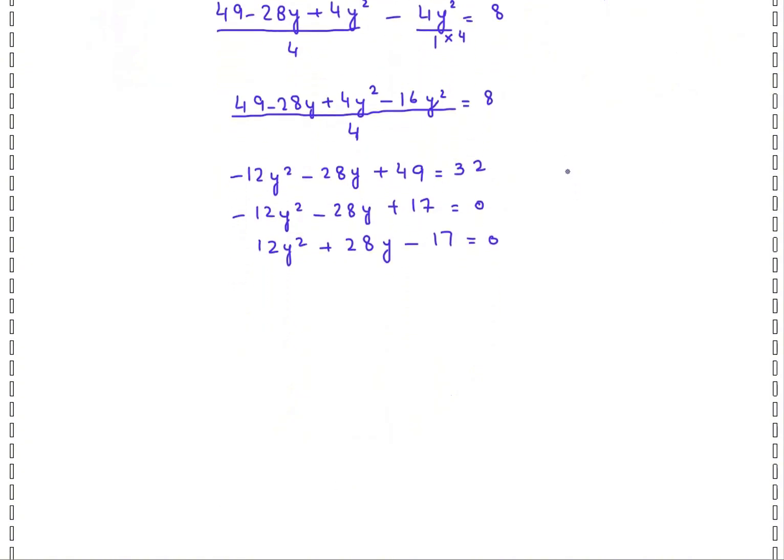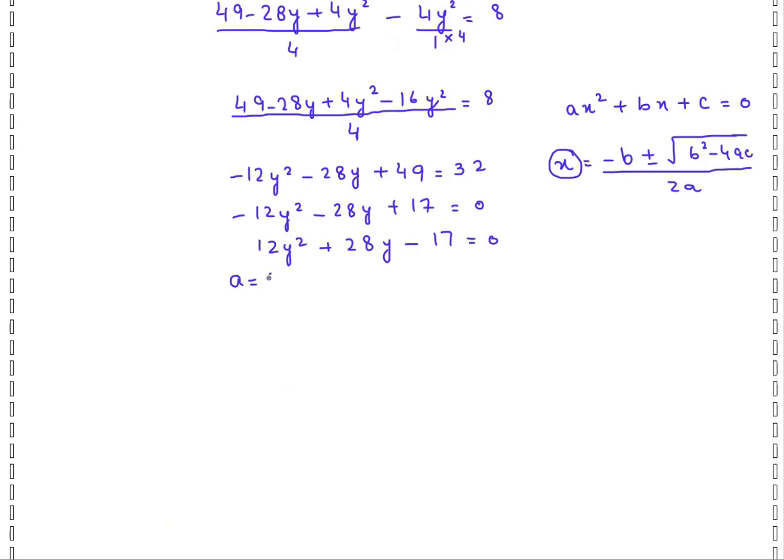According to quadratic formula, we have x is equal to minus b plus minus square root of b square minus 4ac upon 2a. And this is to be used when we have quadratic equation in the form ax square plus bx plus c is equal to 0. In this case, we have equation in terms of y. When we have equation in terms of y, then we will write here y. So first of all, we will write the values of a, b, and c. a is equal to 12, b is equal to 28, and c is equal to minus 17.